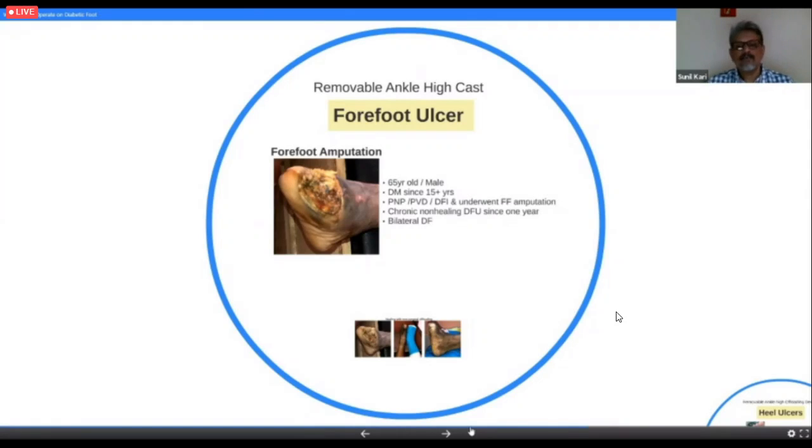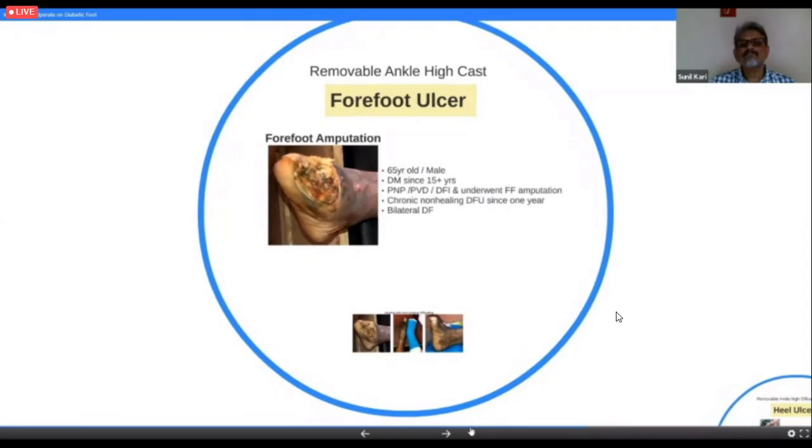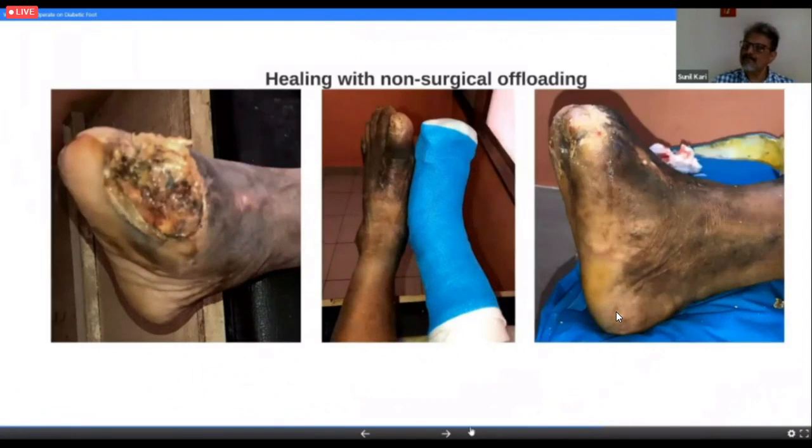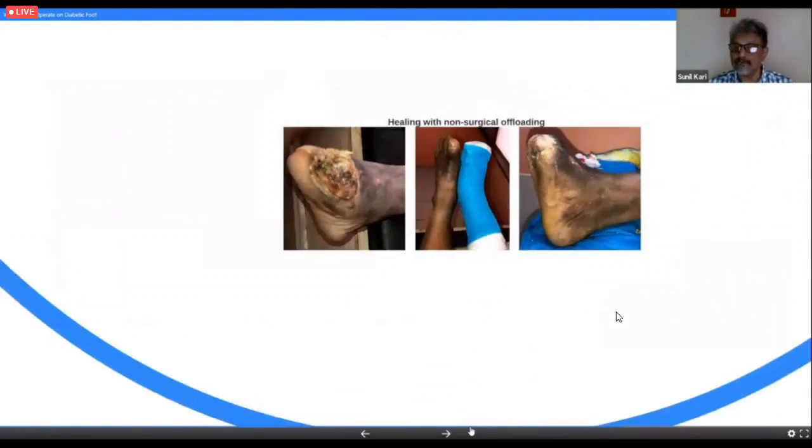We planned a non-surgical offloading device for this patient, wherein a knee-high removable ankle high cast was planned, and you can see the excellent healing of the forefoot ulcer, which could have been treated with TCC, but because of the patient's conditions and cost effectiveness, we planned this and we could achieve this healing.